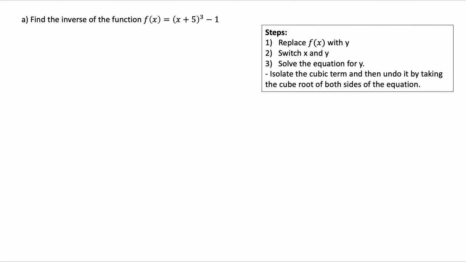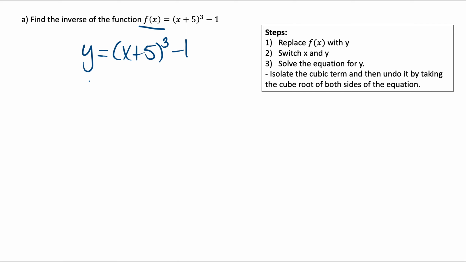So now let's try problem 3. It says find the inverse of the function f of x equals (x plus 5) cubed minus 1. So what we're going to do is use these steps. We're going to start off by replacing f of x with y. So we have y equals (x plus 5) cubed minus 1.